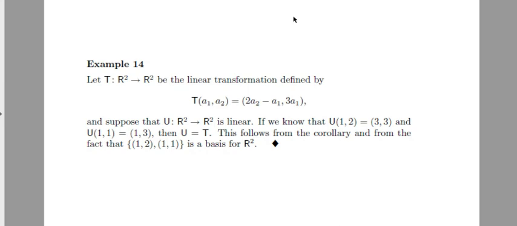So you can see that T(1, 2) will come out to be (3, 3) and T(1, 1) will come out to be (1, 3). These two vectors (1, 2) and (1, 1) are linearly independent and the dimension of R² is 2, so these two vectors form a basis for R². So U and T act the same on the basis elements, so both these transformations are equal on R².